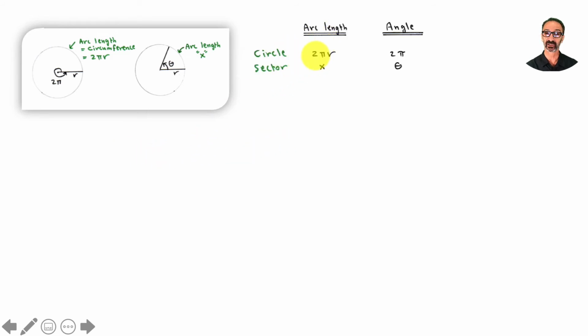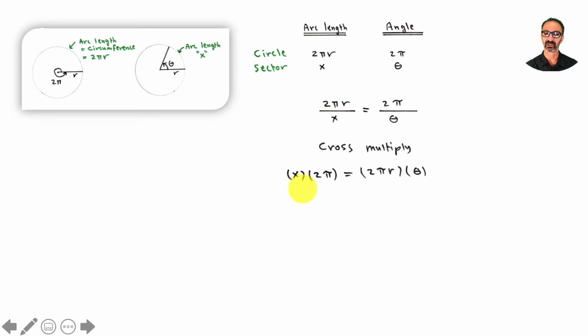Arc length for the circle is 2 pi r. Arc length for the sector is unknown. I called it x. Angle for the circle is 2 pi. Angle for the sector is theta. Write the proportion. Cross multiply. Solve for x, divide by 2 pi. 2 pi cancels. So this arc length is r theta.